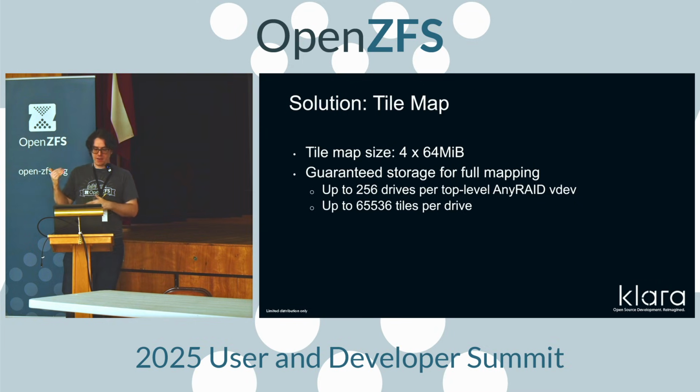The size of the tile map on any given disk: each copy of the tile map is 64 megabytes, and there's 4 copies of them. So they combine together to be about 256 megabytes of space. On modern hard drives, that's not that much, so it felt like an acceptable amount of space to use. And that guarantees the storage for the full size of the mapping that AnyRAID supports. AnyRAID supports up to 256 drives per top level AnyRAID VDEV, and each of the drives can have up to 65,536 tiles on them. That comes with some limitations that we'll talk about a little bit later. But if you do the math, that all combines together and it all fits in exactly 64 megabytes.